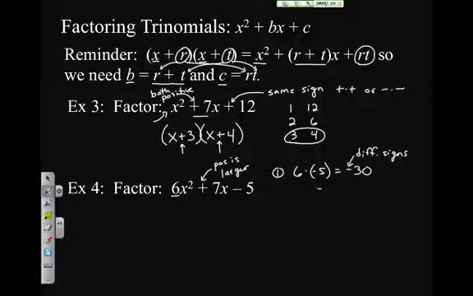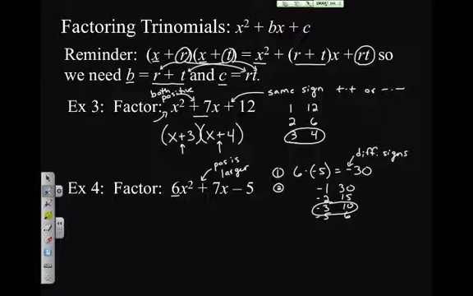So negative 1 and 30, negative 2 and 15, negative 3 and 10, 4 doesn't go into 30, negative 5 and 6. So those are the four options that we have. And again, when we think about adding them together, the one that will add up to be 7 is the negative 3 and the positive 10. That's our second step, to figure out the factors that will work to add up to be 7.